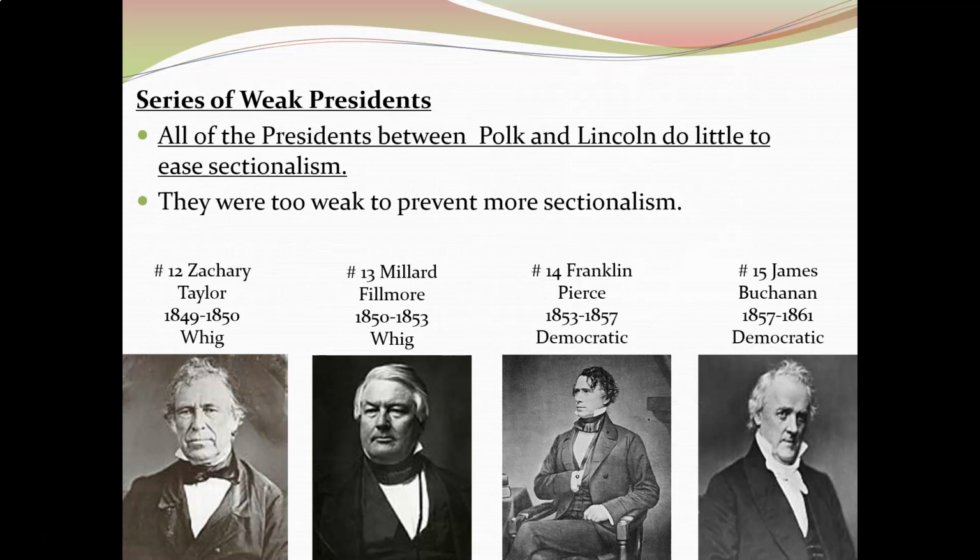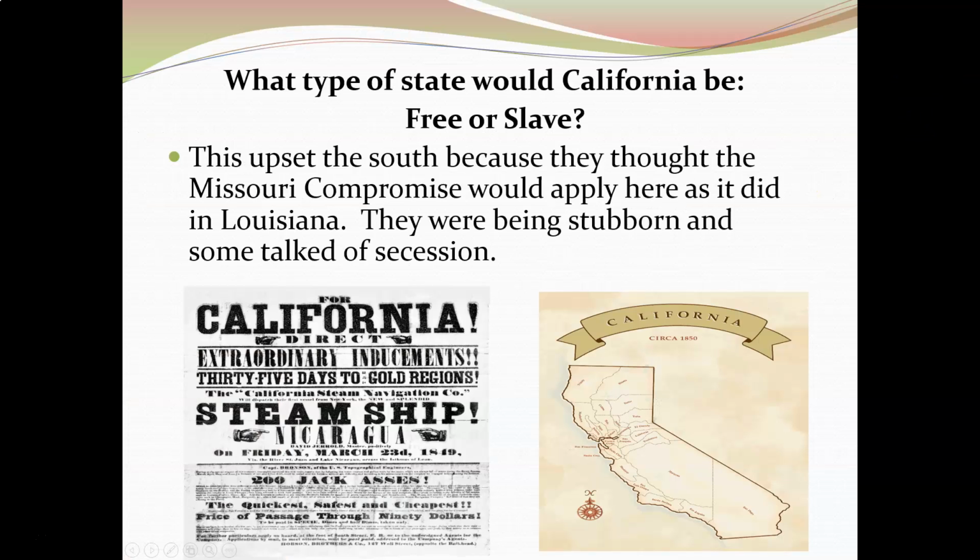The problem during this period of time is there's just a series of weak presidents that won't stand up and really do anything one way or the other with slavery or the issues that are rising in the country. And they do very little to prevent more sectionalism from happening. From Zachary Taylor, Millard Fillmore, Franklin Pierce, all the way to James Buchanan, there's just not a lot being taken care of. The last president that we really have that does anything is James K. Polk, who was the leader in the Mexican-American War. And then when Lincoln is elected, that's really going to be the start of the Civil War.